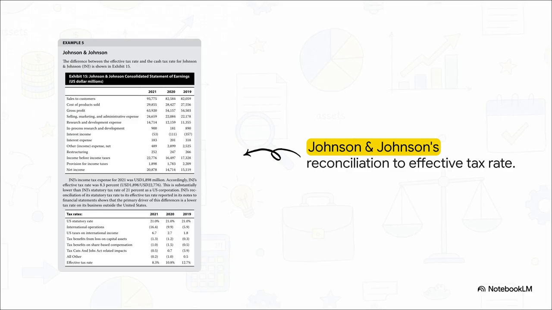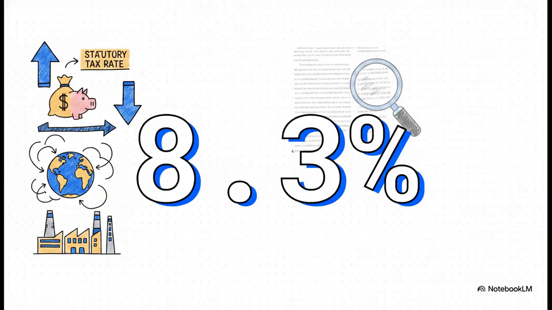So, get this. J&J reported a shockingly low 8.3% effective tax rate in 2021. As a U.S. corporation, their statutory tax rate was 21%, so how on earth did they legally drop their income tax burden by more than half? Well, by decoding the footnotes, we can see this massive drop is primarily driven by their international operations, which reduced their rate by a staggering 16.4%.